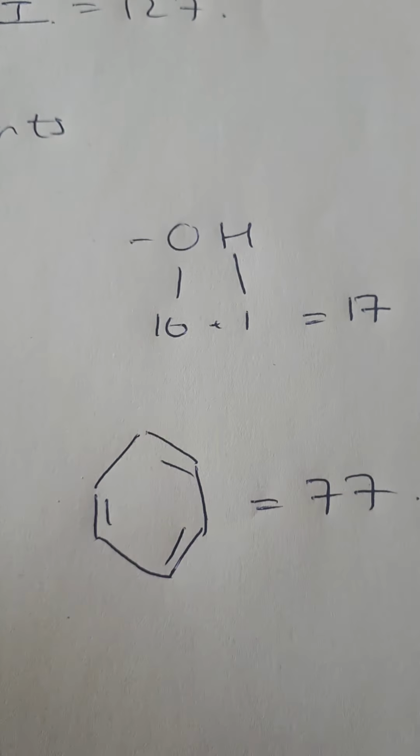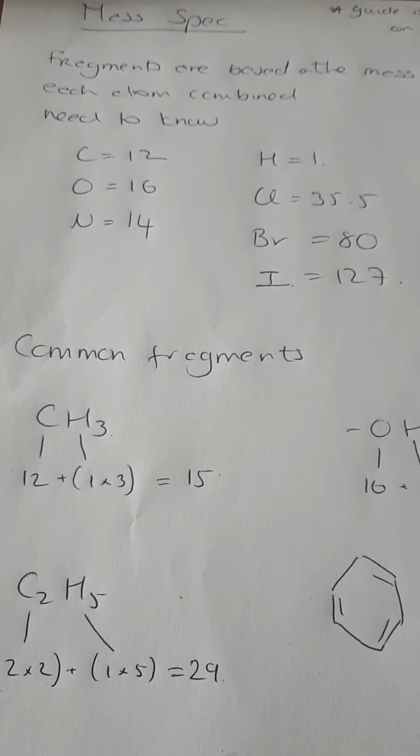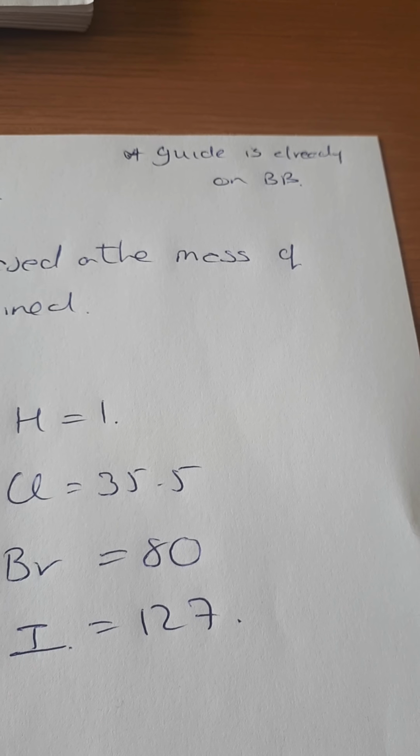So remember now, there are loads of tables of common fragments online. This information is out there. It's all based on counting up the mass numbers. And as I said previously, there's a guide already on Blackboard.